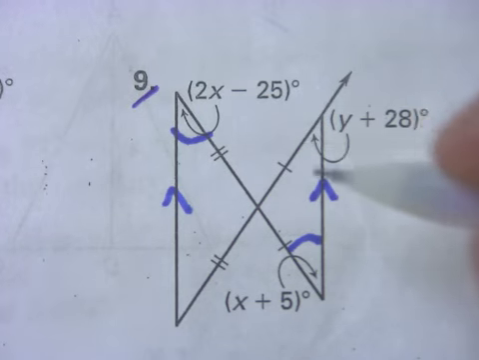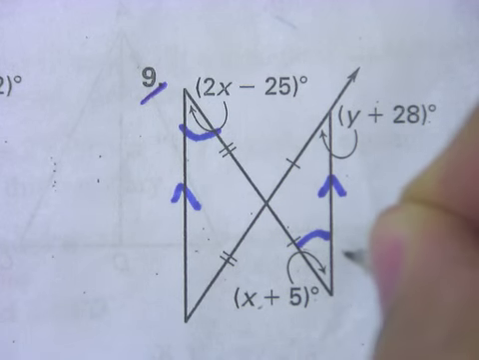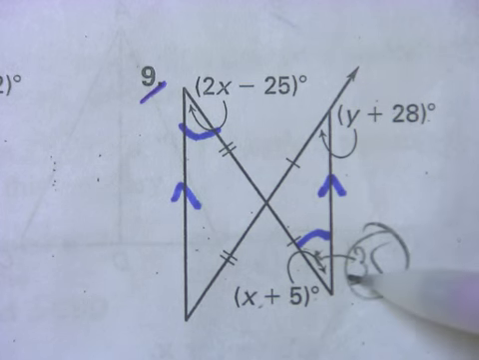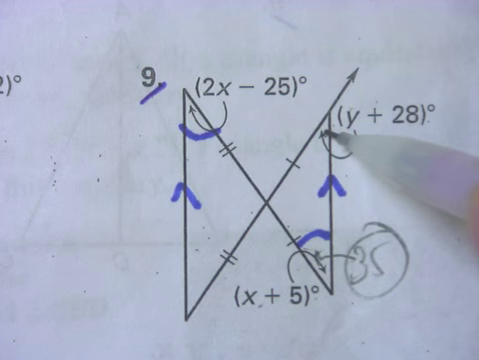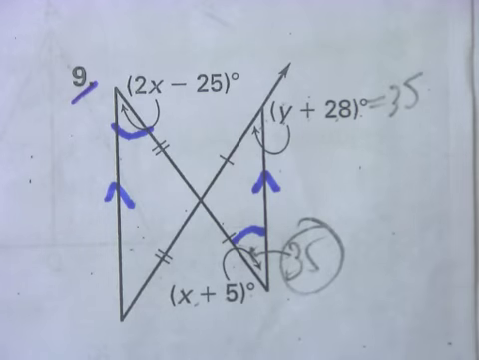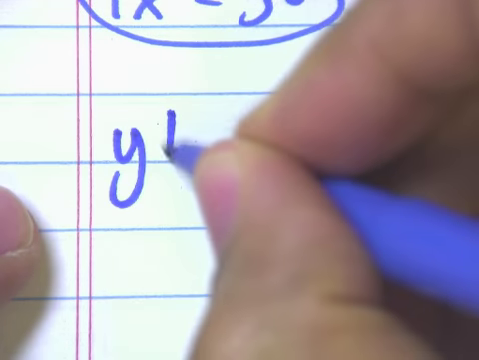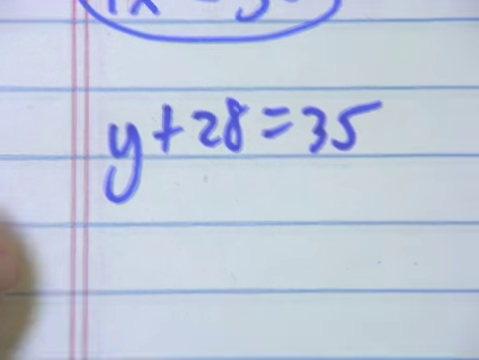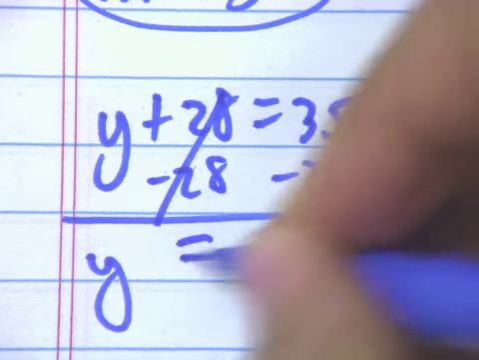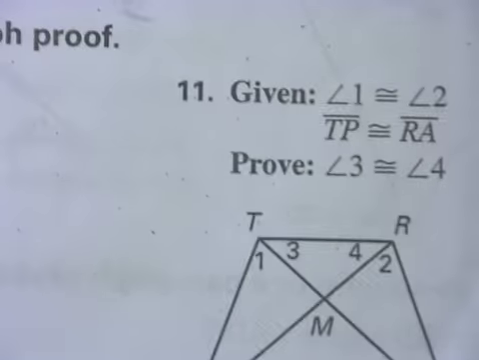Well, now that I know that x is 30, I can solve for these angles. Well, x plus 5 is going to give me 35. So this angle here is going to be 35 degrees. Well, now that I know that this is 35 degrees, this angle here is also going to equal 35 degrees. So I can say that y plus 28 is equal to 35. And we can solve that. y plus 28 is 35. Subtract 28 from both sides, and y is equal to 7. So y is equal to 7.